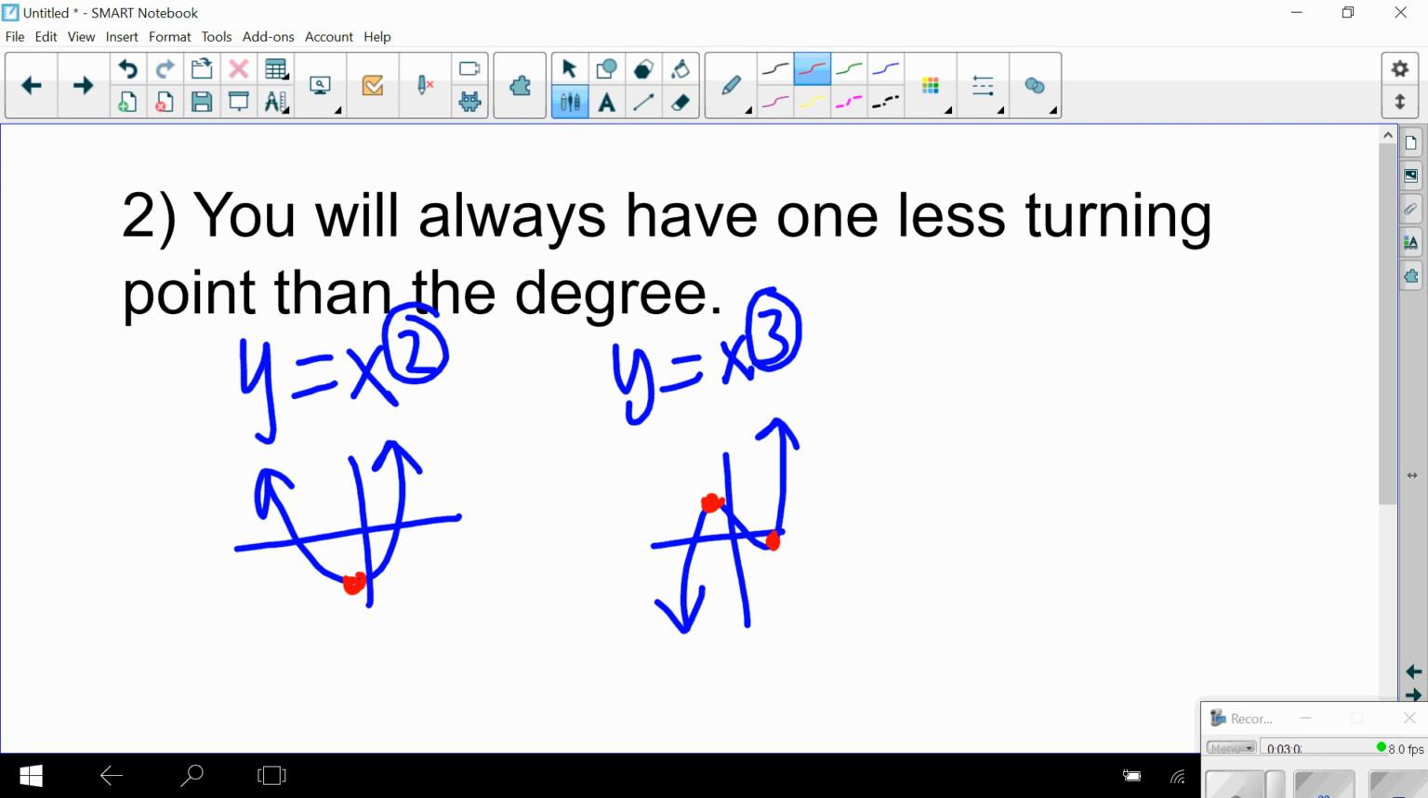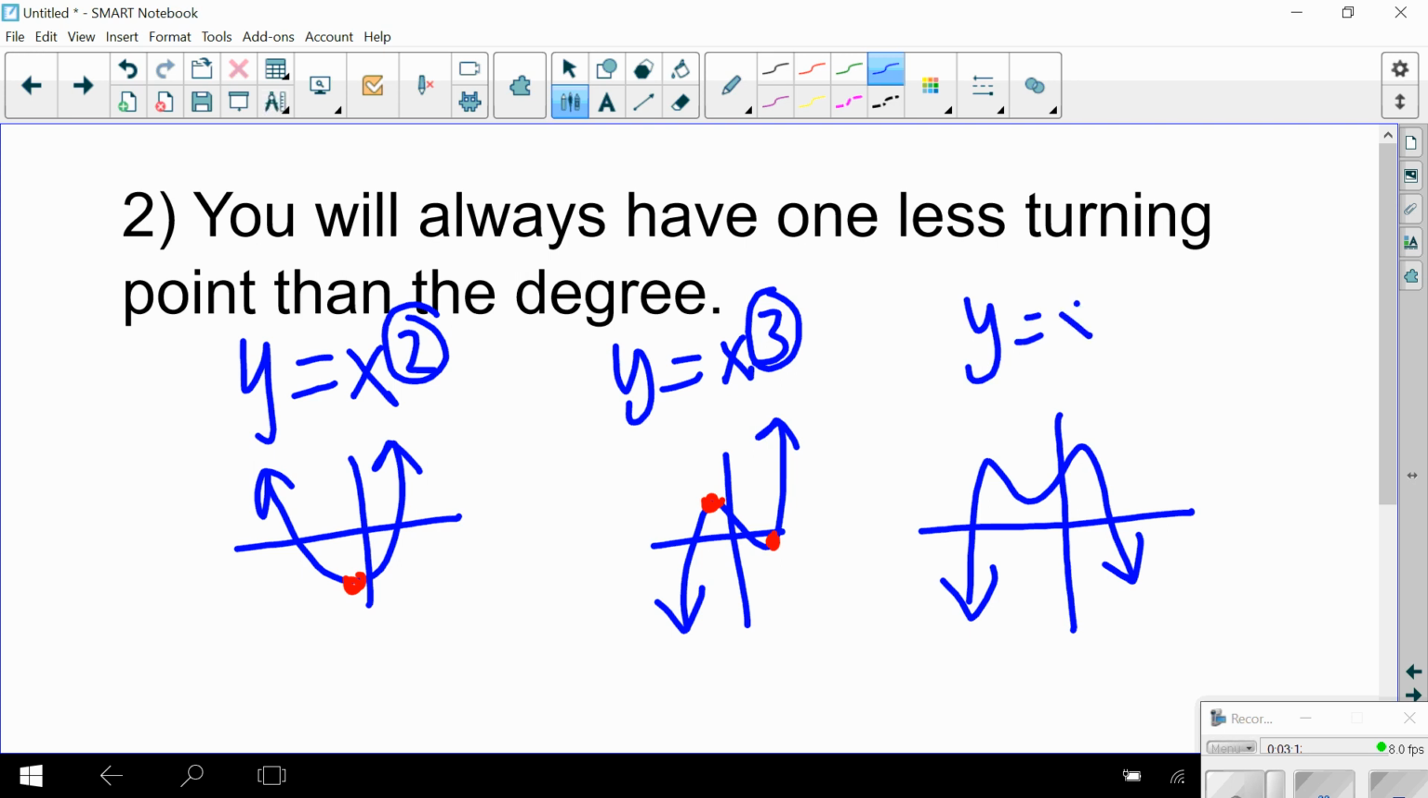Let's look at a fourth root function. My degree is 4, but I have 3 turning points. So you should be able to look at any graph and tell me what the degree is by looking at the number of turning points and adding 1.